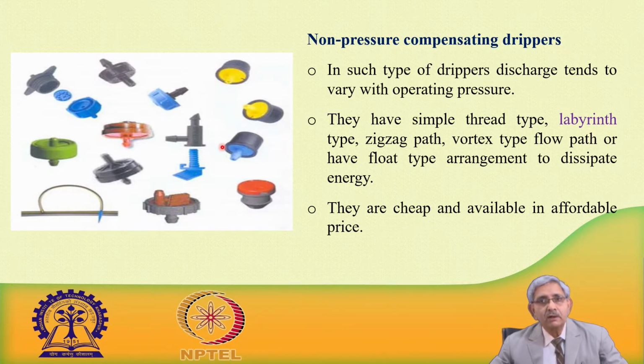In the non pressure compensating type of dripper, the discharge varies with operating pressure. They could be of simple thread type, or the flow arrangement could be of labyrinth type, zigzag path, vortex type flow path, or they can have a float type of arrangement to dissipate energy. Normally, they are cheaper and available at an affordable price.